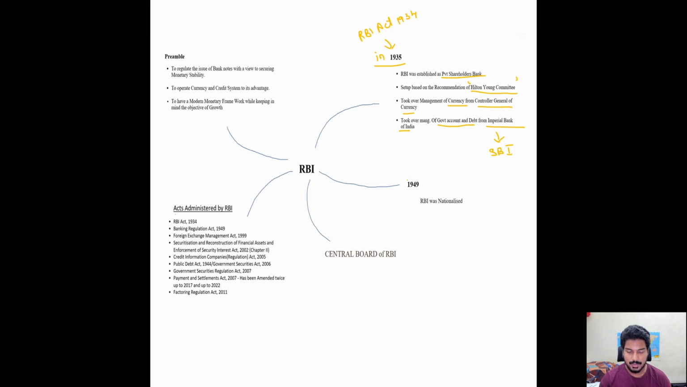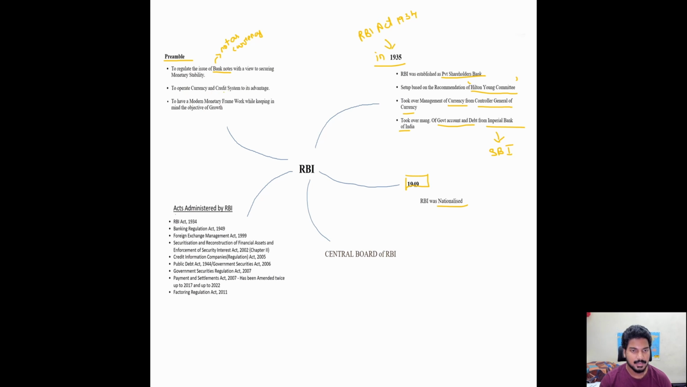So let us come into the post-independence era of 1949. In 1949, RBI was nationalized. Let us look into the preamble of RBI. Just like the Constitution of India has a preamble, the RBI also has a preamble. It is like the face of the RBI, or what RBI envisages it to do in the future. So let us look into the preamble. To regulate the issue of banknotes with a view to securing monetary stability. So here it is given as banknotes and not as currency. So just keep it in mind. The banknotes, it has an explanation to it, and we will look into it in future videos.